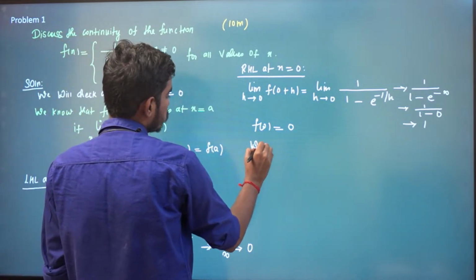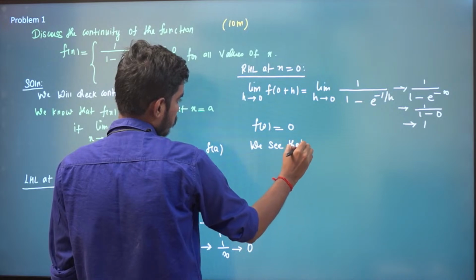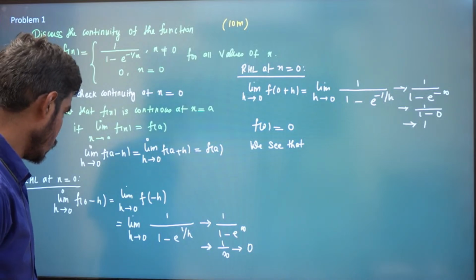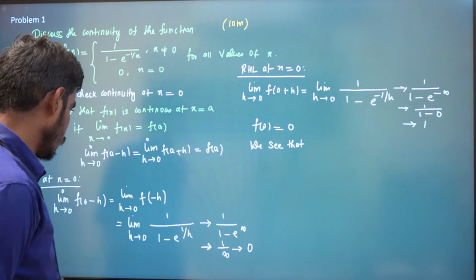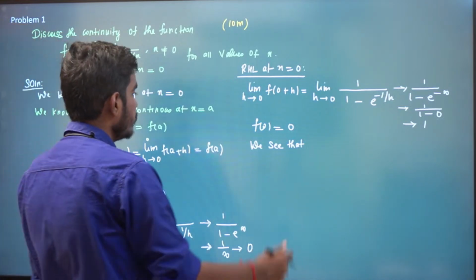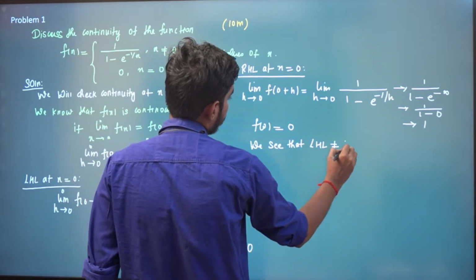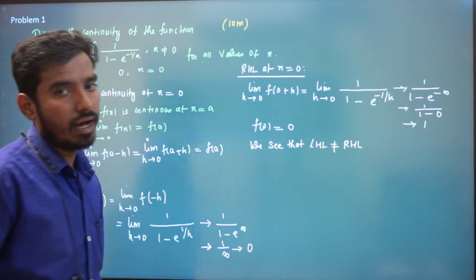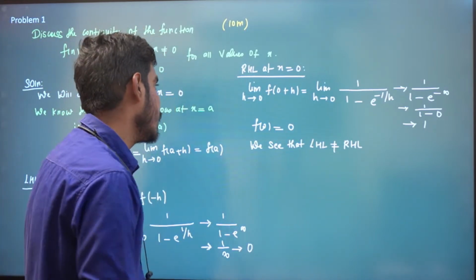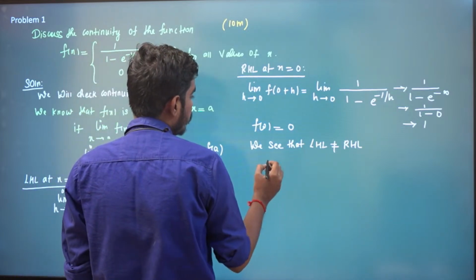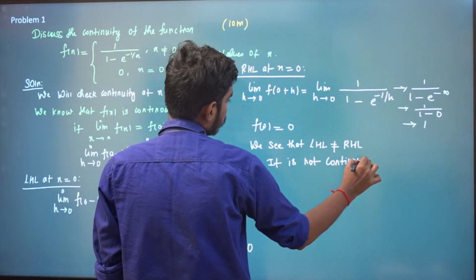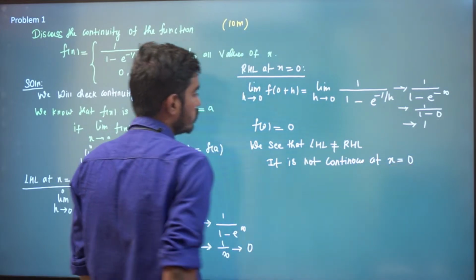Now we see that 1 divided by 1 by 0. 1 by 0 is infinity, e power infinity is infinity, 1 by infinity tends to 0. Now we see that your LHL is not equal to RHL. Your LHL is equal to RHL and both have to be equal to function value, but here LHL itself is not equal to RHL. That means what? It is not continuous at x is equal to 0.